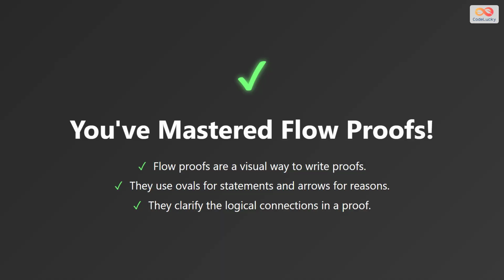Congratulations, you have now learned the fundamentals of flow proofs. Remember that they are a powerful visual tool for writing out logical arguments. They rely on ovals for statements and arrows to indicate the reason for moving from one step to the next. Most importantly, they help clarify the logical connections that form the backbone of a geometric proof.